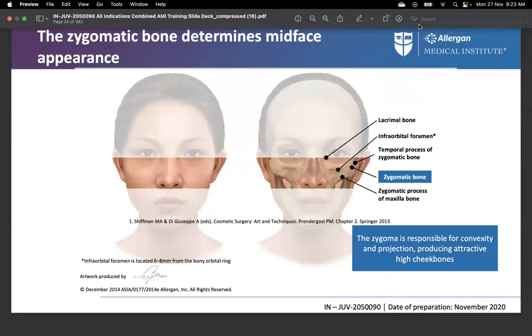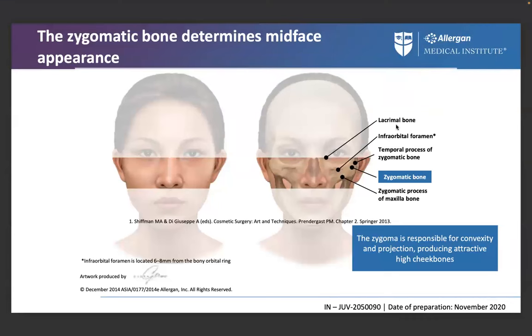It's all clear. Right. So there are the bony structures we have, that is the lacrimal bone. We have the zygomatic bone, the zygomatic process of maxilla, the temporal process of zygomatic, and all those bones. The zygoma is responsible for the convexity and projection, producing attractive high cheekbones. Now, the main concerns: women are concerned about the cheekbones, the under eyes, and the nasolabial fold. These are the three major concerns. So the convexity and projection of the high cheekbones is by the zygoma.